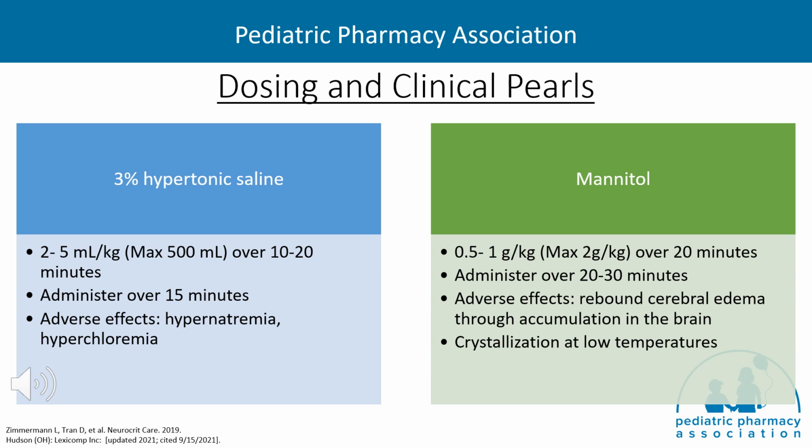Mannitol is dosed at 0.5 to 1 grams per kilogram with a max of 2 grams per kilogram given over 20 minutes, and it is typically given over 20 to 30 minutes. Adverse effects include rebound cerebral edema through the accumulation of mannitol in the brain, and it is important to remember that this medication will crystallize at low temperatures, and so that needs to be assessed prior to administration.